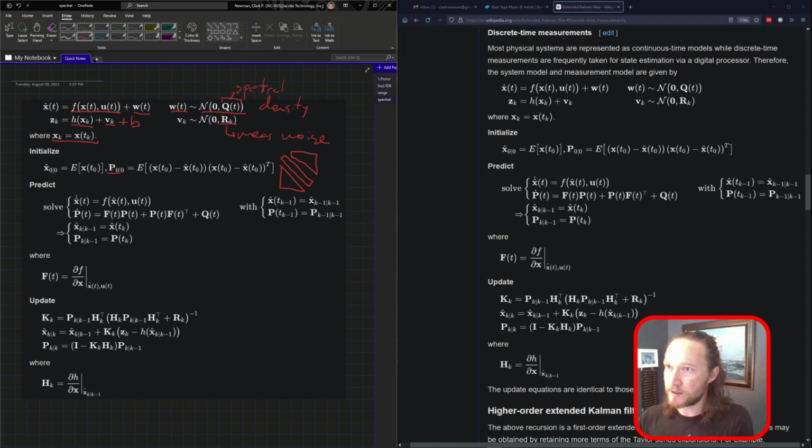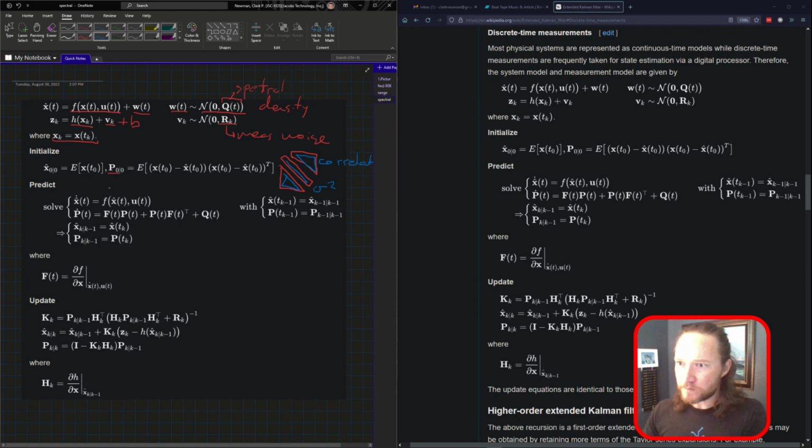Let's see, so I'm going to change colors here. We're going to have sigma squareds in the diagonal, and then we have correlation terms in the off diagonal, and these two sides mirror each other. So there's a correlation.